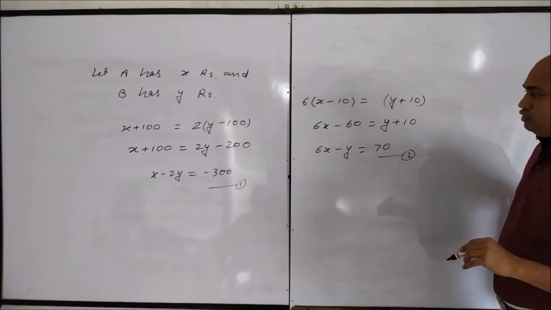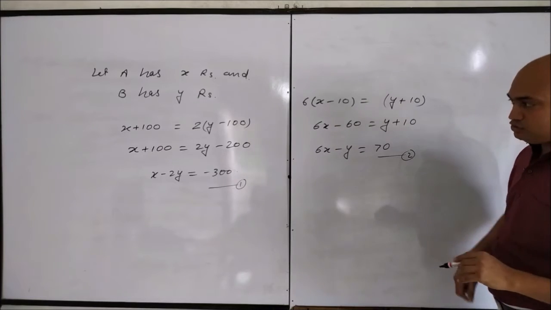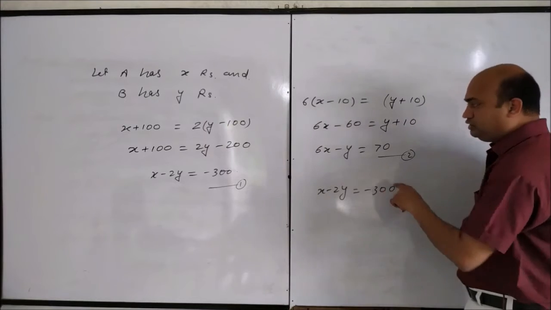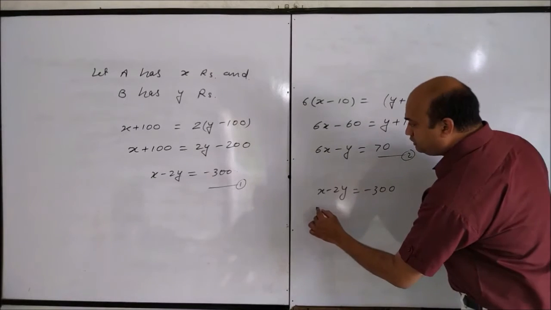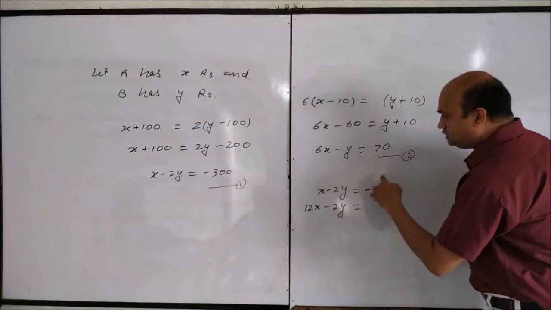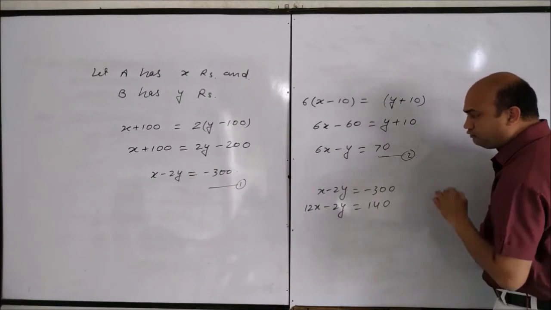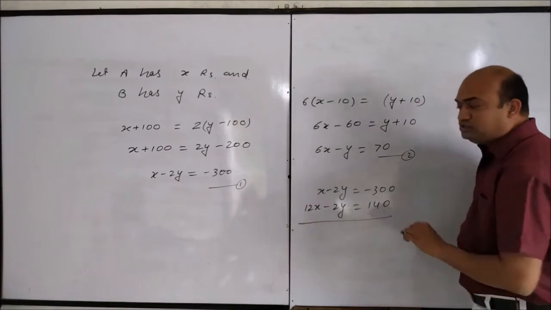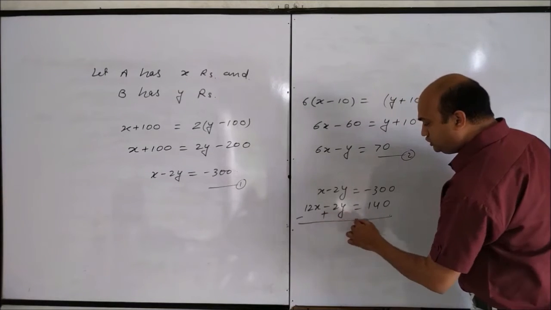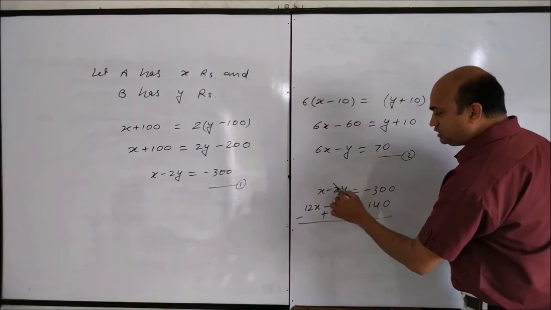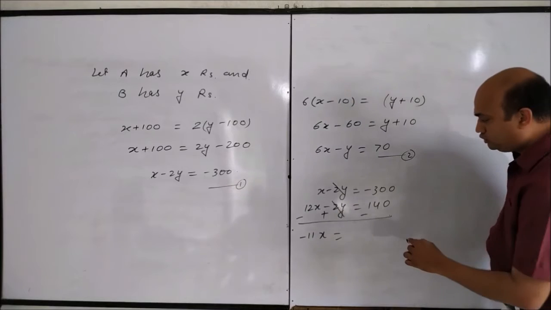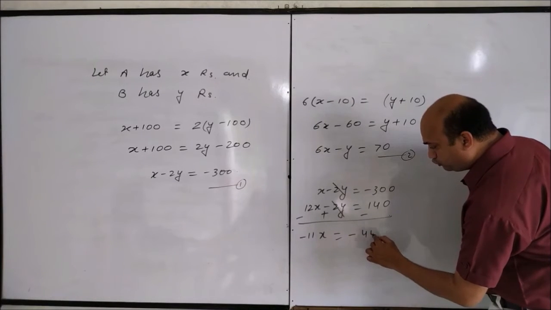You see, this second equation we multiply by 2. The first equation is x minus 2y is equal to minus 300. The second equation multiplied by 2 will be 12x minus 2y is equal to 140. Now just subtract the two equations, change the sign. This will be cancelled. It is minus 11x is equal to minus 440.